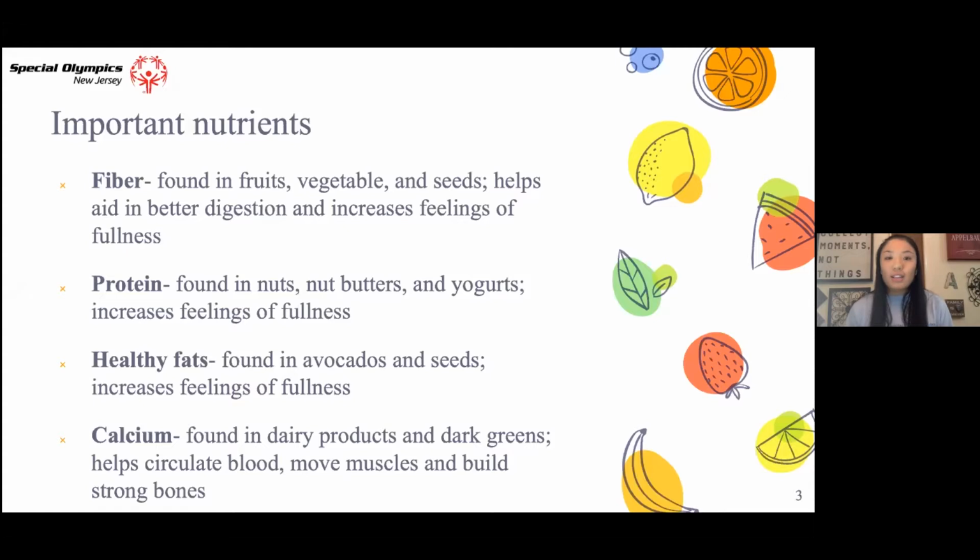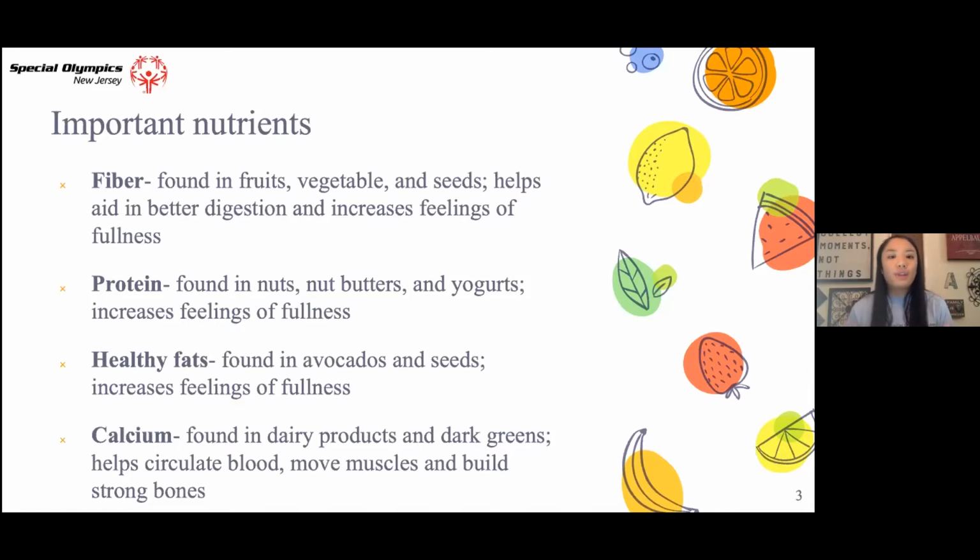So the next nutrient is healthy fats. Healthy fats are found in avocados and different seeds like flax seeds or chia seeds. I'm not sure if you guys know what flax seeds or chia seeds are, but they have a lot of healthy fat in them. And again, healthy fats also help to increase feelings of fullness.